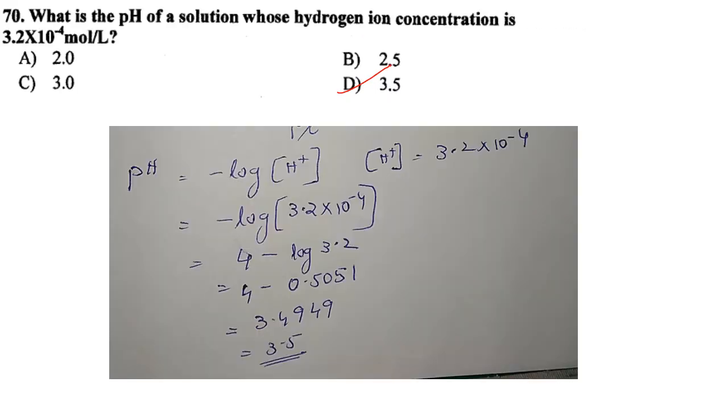What is the pH of a solution whose hydrogen ion concentration is 3.2 into 10 raised to minus 4 mole per liter? So pH is equal to minus log concentration of H plus. We know they have given hydrogen ion concentration as 3.2 into 10 raised to minus 4. So minus log 3.2 into 10 raised to minus 4. So log of 10 raised to minus 4 gives 4, minus log 3.2. So 4 minus 0.5051, you will get 3.5. So the answer is 3.5. Answer D.